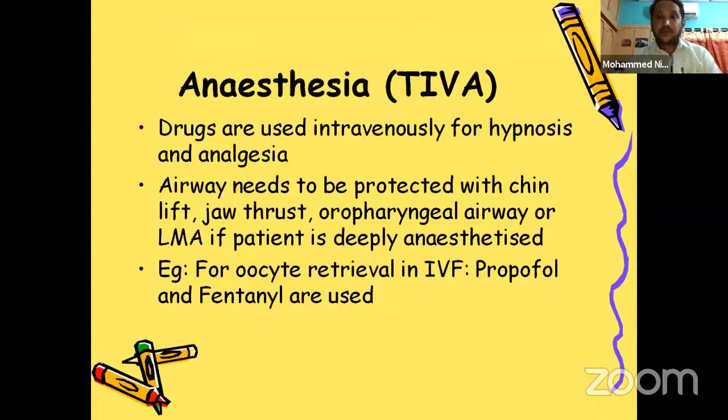Now, coming to the other modality, that is total intravenous anesthesia. Drugs are used intravenously for hypnosis and analgesia. The airway needs to be protected with various maneuvers like chin lift, jaw thrust, or you can use an oropharyngeal airway or an LMA if the patient is deeply anesthetized. An example of total intravenous anesthesia is oocyte retrieval in IVF. Usually propofol and fentanyl are used.